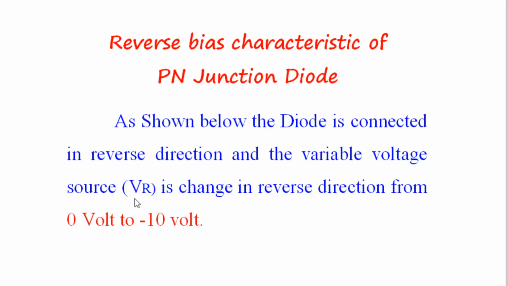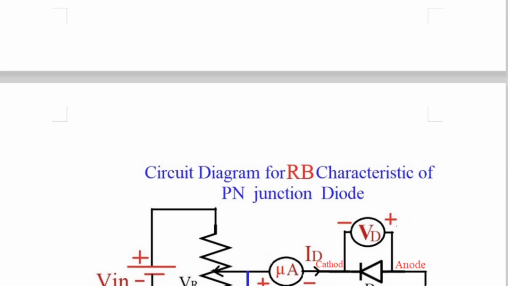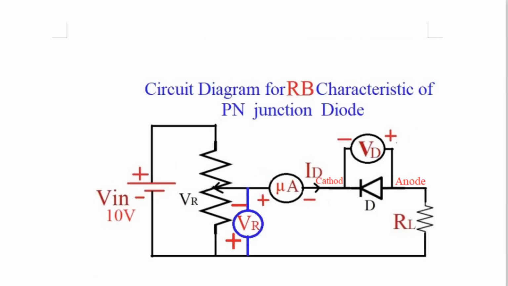which we have already used in forward bias condition, we are using here also in reverse bias condition. The variable voltage source VR is changed in reverse direction from 0 volt to minus 10 volt. So the variable voltage source is applied in the reverse direction. Here is the circuit diagram for reverse bias characteristics of PN junction diode.